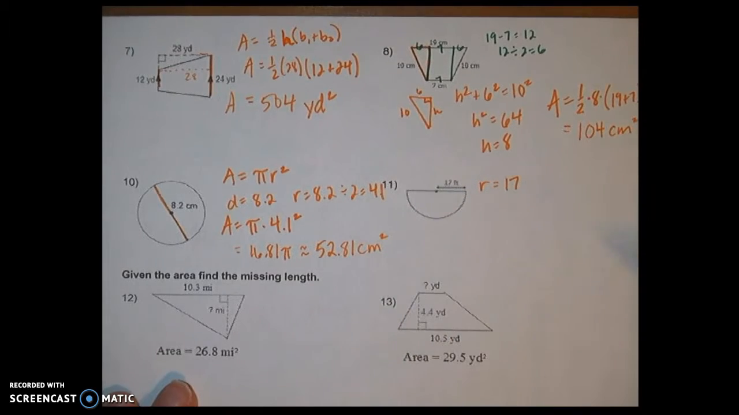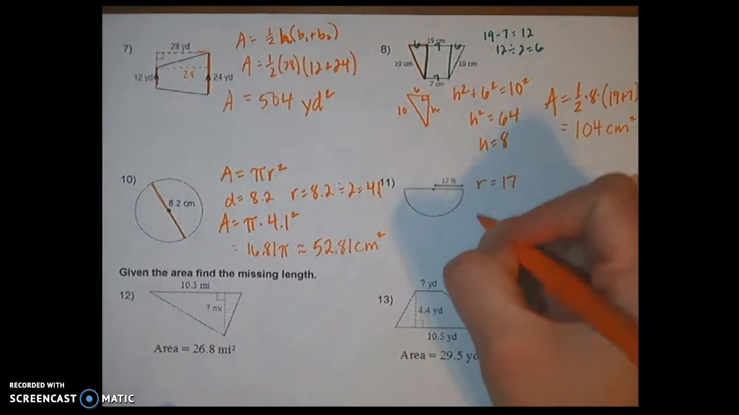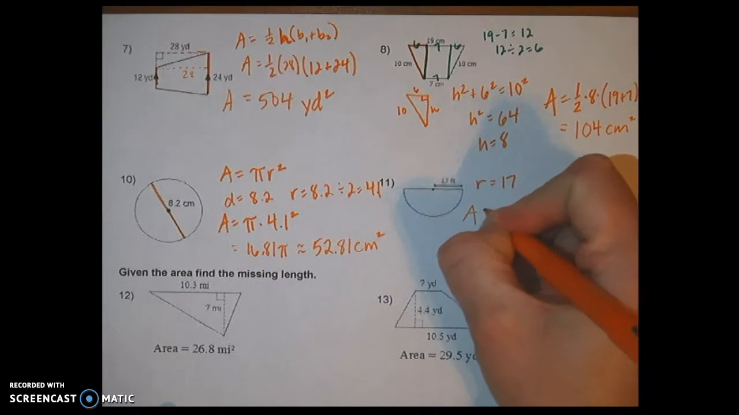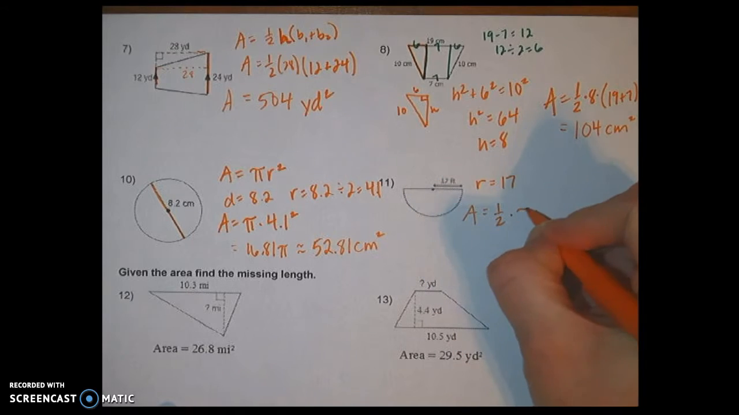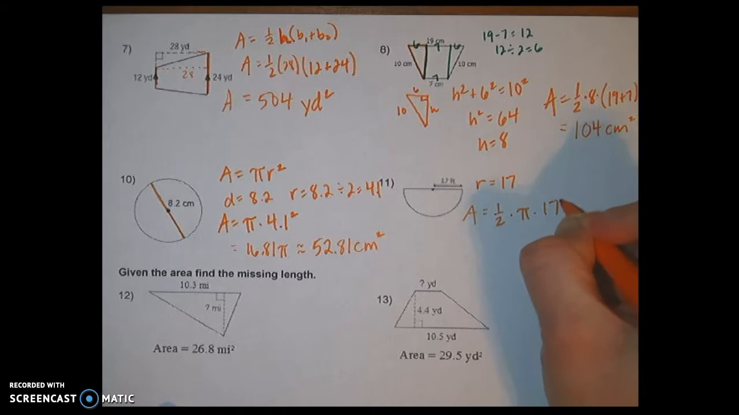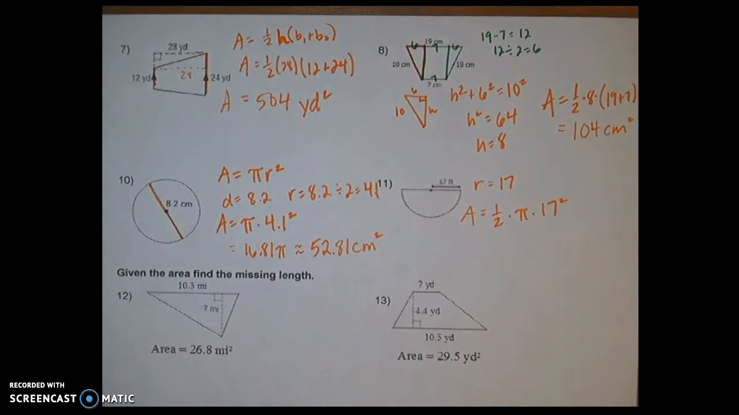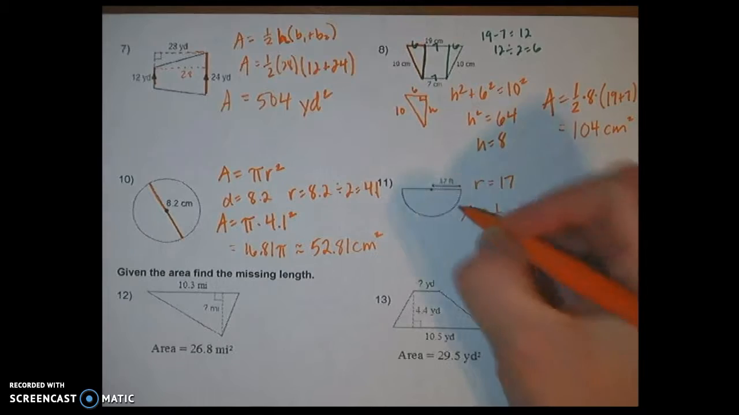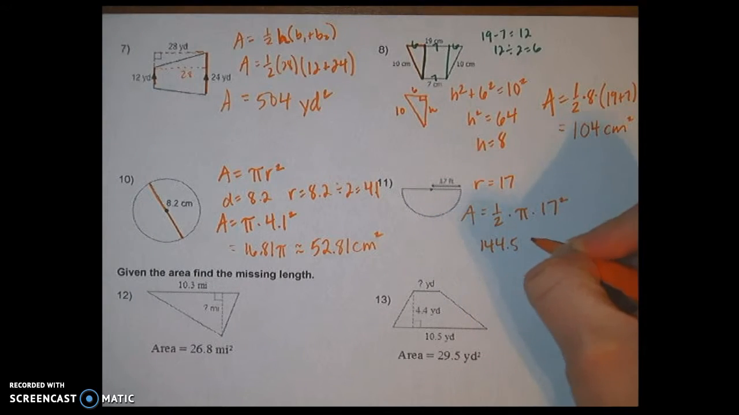Notice this is a half a circle. So in order to find it, I'm going to do area equals 1/2 of your pi times r squared. So 1/2 times 17 squared is going to give you 144.5 pi.